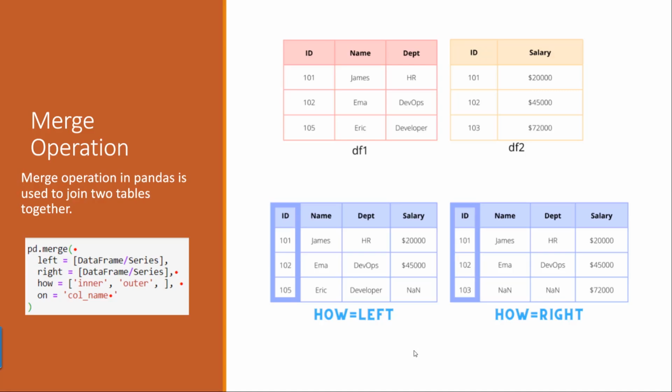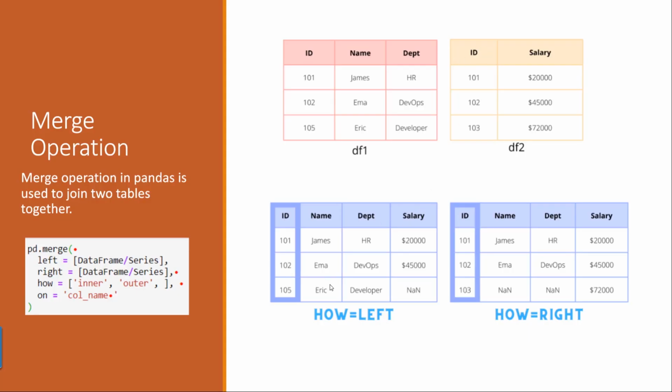Next is merge operation. Merge operation in Pandas is used to join two tables together. In this image, you can see that we have two tables, one with the name df1 and another with the name df2, and we have a common column with the name id. So you can merge the tables either in the left or right direction.